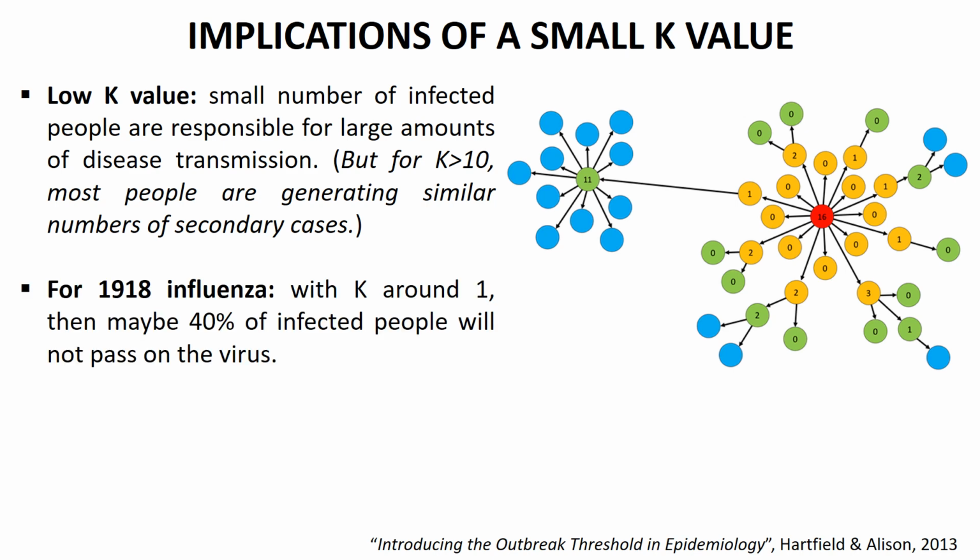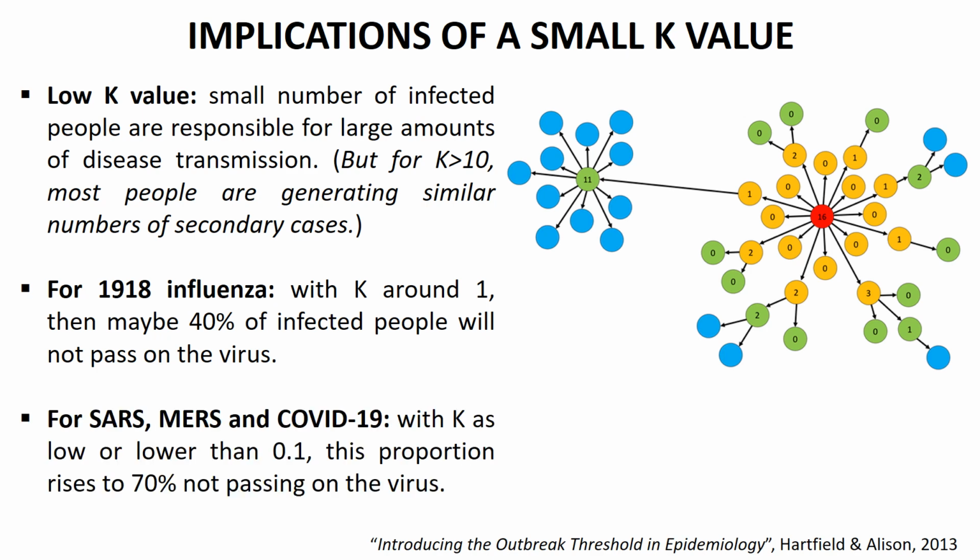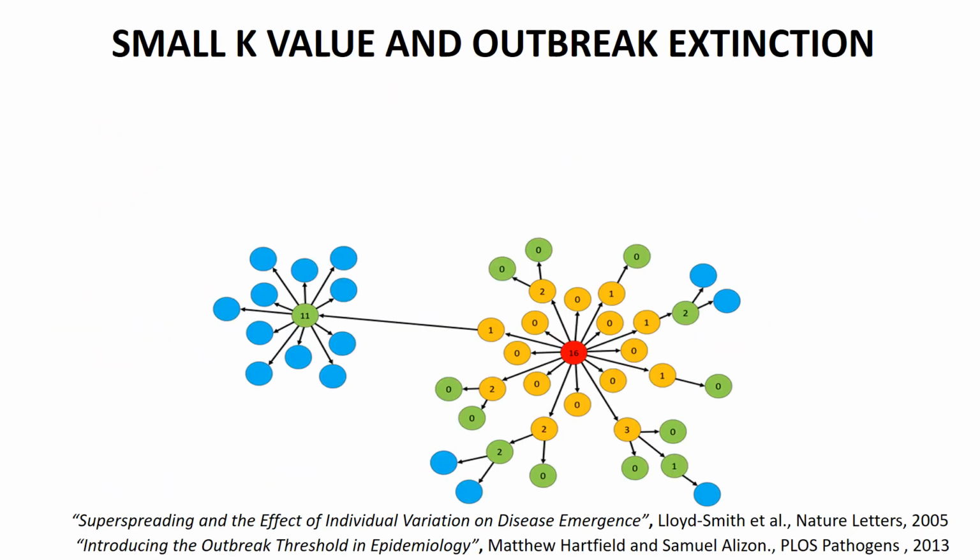The other thing is that if you have K, which is a small value, then in the case of the 1918 influenza, 40% of infected people will not pass on the virus. Those are the ones that have a 0 inside the circle. They're not actually passing it on. They're called dead enders. And if you look at SARS, MERS, and COVID-19, you can have K values lower than 0.1, and then the proportion who don't actually pass on the virus, that is the circles with 0, could rise to 70% or higher.